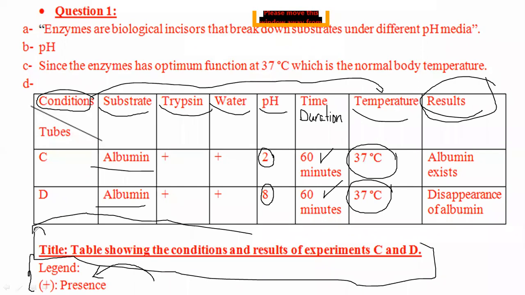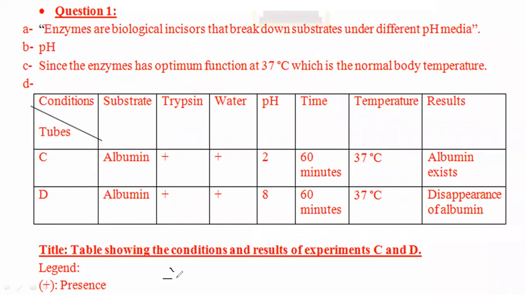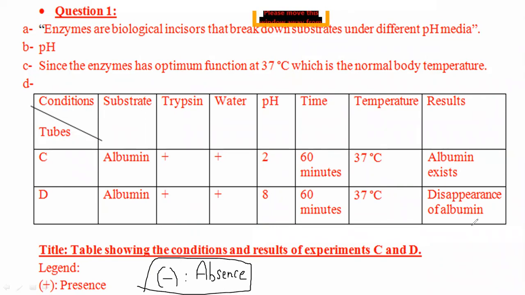So here, the table should be drawn using a pencil. Second, it should be given a title. Third, as a handy legend, we have to use a legend. Sometimes we use not only plus, we use minus. If we use minus, it means the absence, and you have to put it. Here, I didn't mention it because I didn't use it in the table. So this is the table of conditions and results. It's from last year, and it should be done using a pencil.